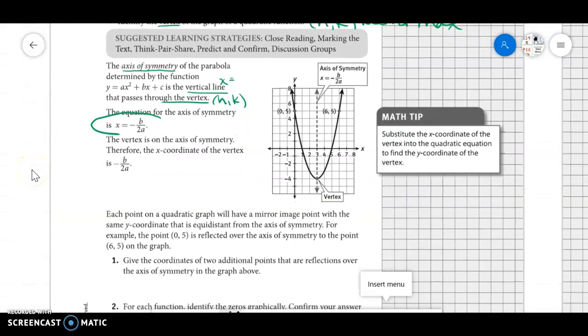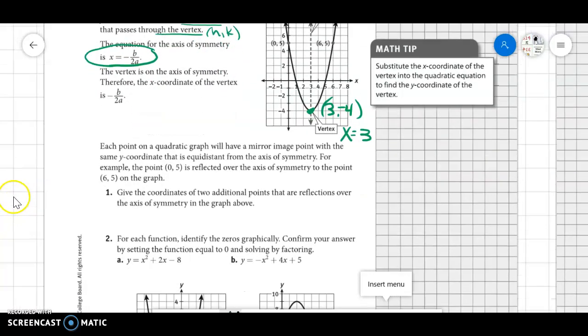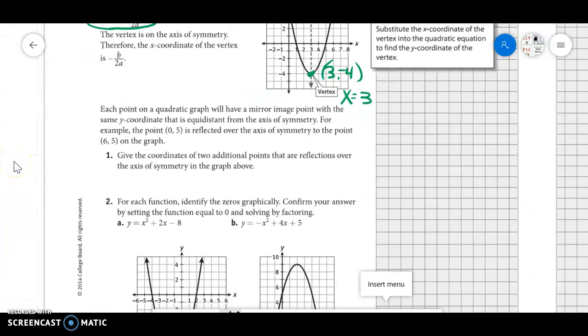So when you look here at this example, we have a vertex of 3, negative 4. So our axis of symmetry is x equals 3. But we're going to learn how to pull that out of our equation. Each point on a quadratic graph will have a mirror image point with the same y coordinate that is equidistant from the axis of symmetry, which makes sense because when we fold a graph on the axis of symmetry, the lines are now equidistant from that.